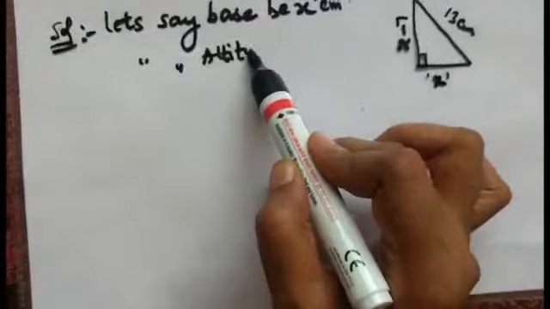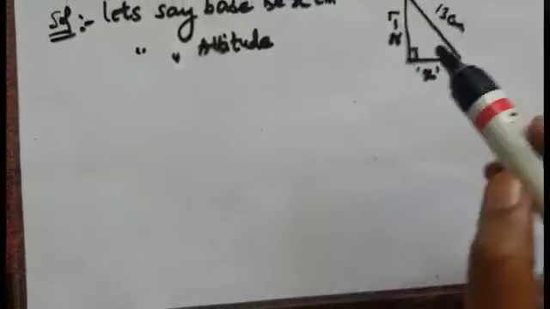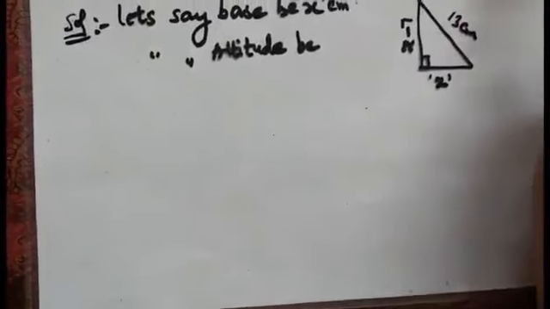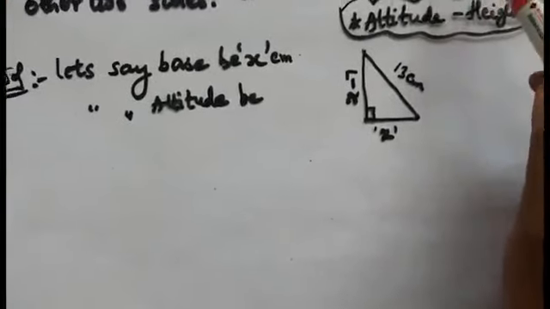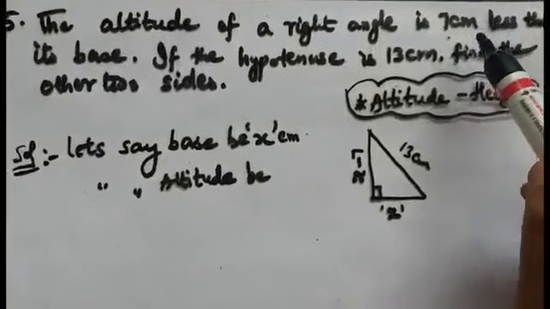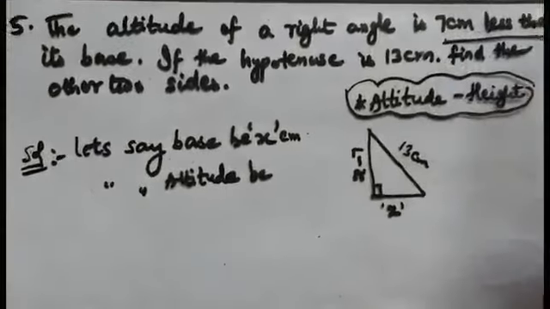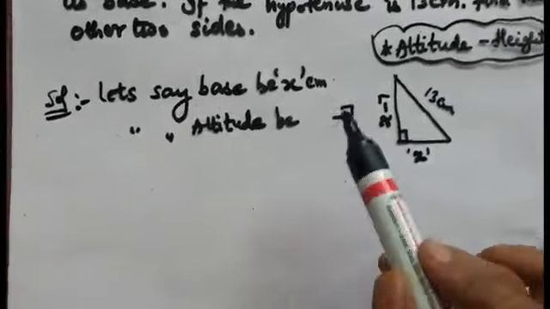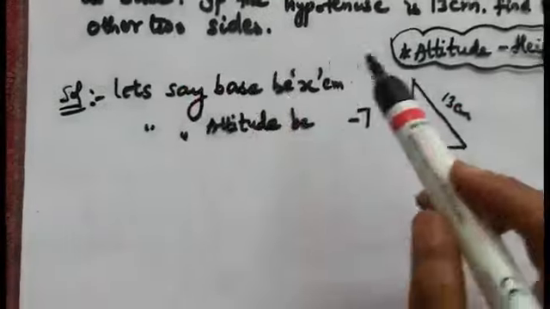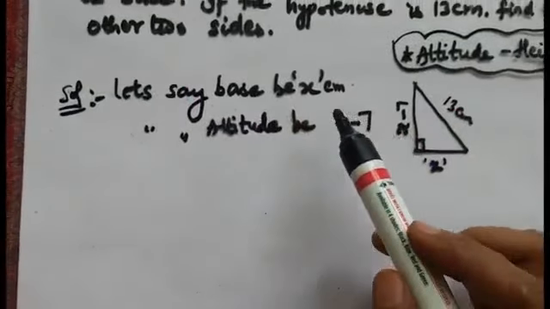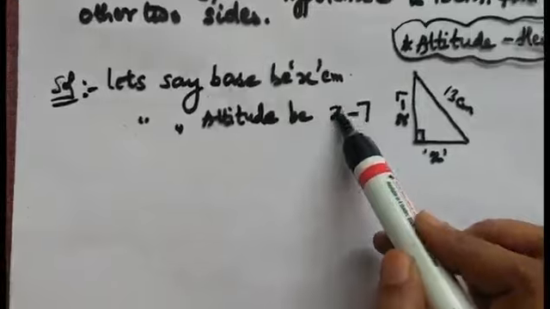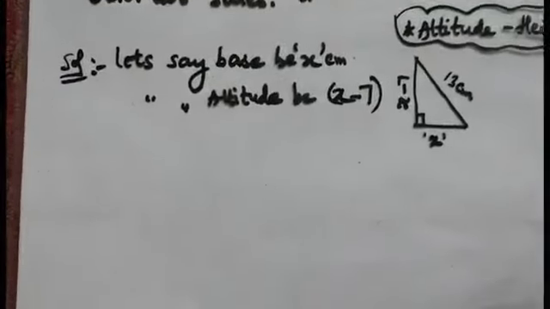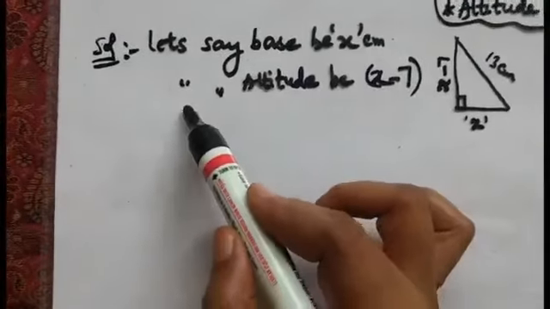Whatever terminology is being used in the question, please use that same thing. Altitude be, how is the altitude? 7 centimeter less. Are you seeing it in the question? 7 centimeter less here. It means 7 centimeter less means minus sign. Less than whom? Less than its base. What is the base? We all had assumed here x centimeter. So this is how we have to learn how to frame equations or expressions. Now this is done. And what is given to us?